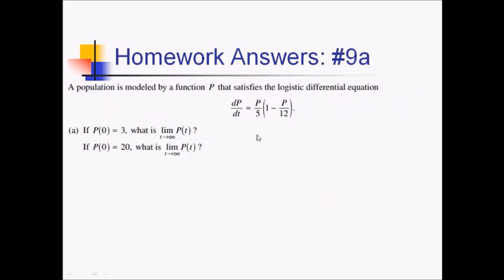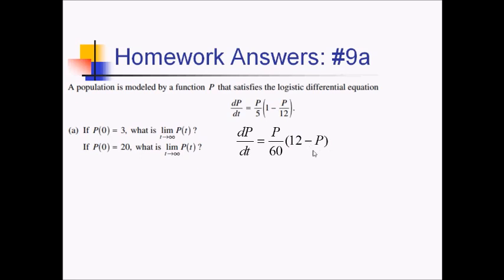For number 9, we have a population modeled by a function p, which satisfies this logistic differential equation. Based off of this, if p of 0 is 3, we want to know the limit as t approaches infinity of p, and pretty much the same thing if p of 0 is 20. So the key on this, we're going to first put this in standard logistic form, which is just kp times m minus p. So I'm going to factor out a 1 over 12 to make this happen. So on the outside, I'll have p over 60. On the inside, I've got 1 divided by 1/12, which is just 12, and then minus p.